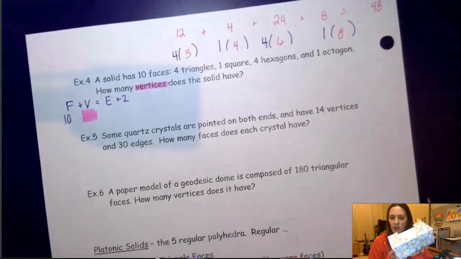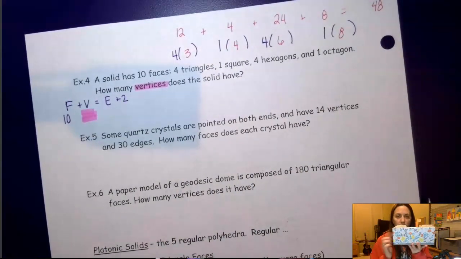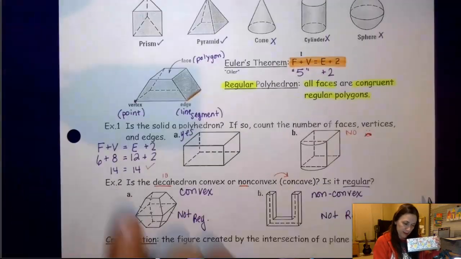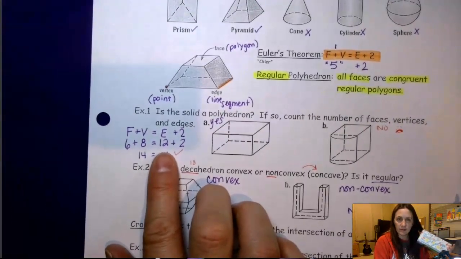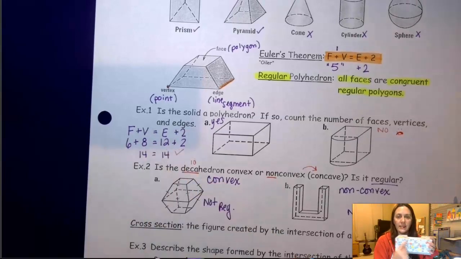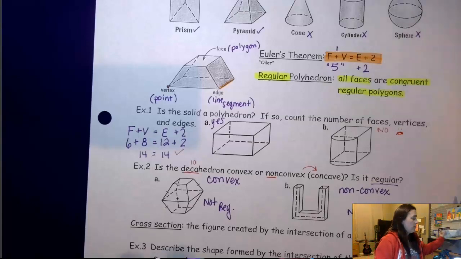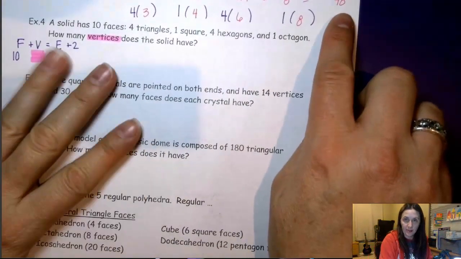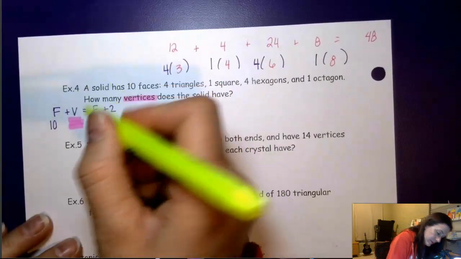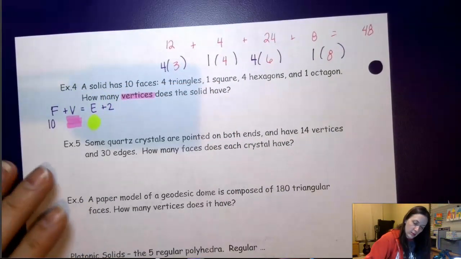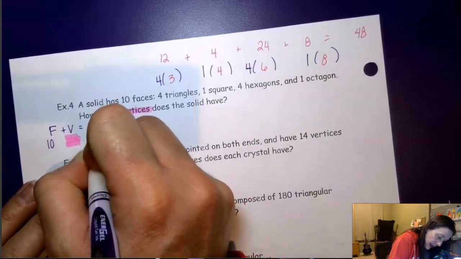Think about this. If I look at this, I had 1, 2, 3, 4, 5, 6 faces that were all quadrilaterals. So 6 times 4 is going to be 24. And if we look back on this, did I say we had 24 edges? No, we didn't. We had 12 edges because each edge is shared by 2 sides. So this edge is part of this face and part of this face. So I don't have 48 edges. I actually have 24 edges. I have half the amount.